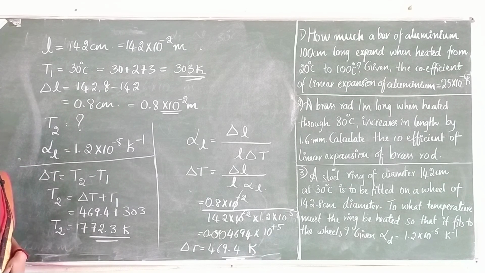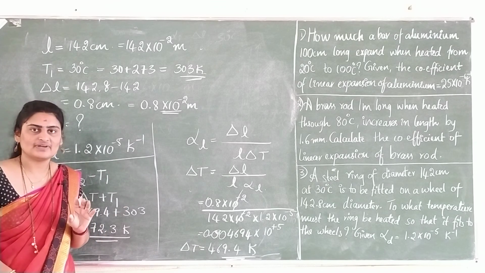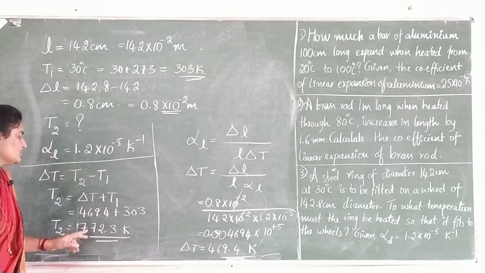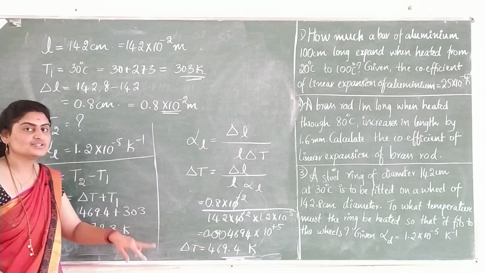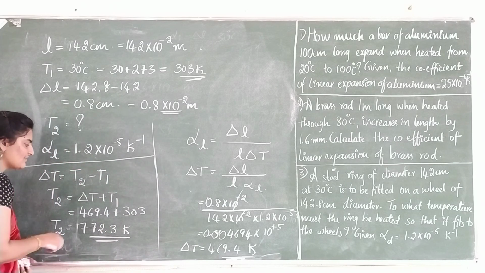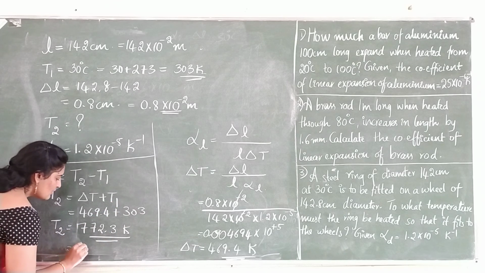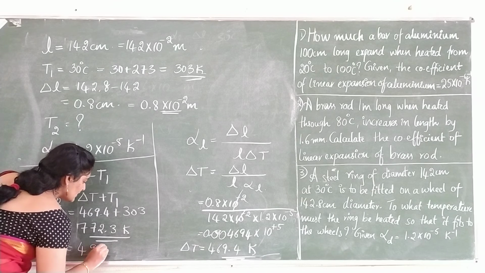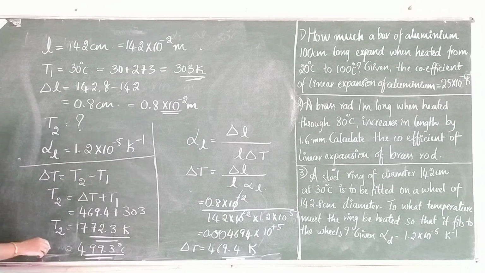Or if you want to write the answer in degree Celsius, what will you do? If you have to convert temperature from degree Celsius to Kelvin, you have to add 273. If you want to convert the answer from Kelvin to degree Celsius, you have to subtract 273. So 772.3 minus 273 will be 499.3 degrees Celsius. This is the answer. Understood?